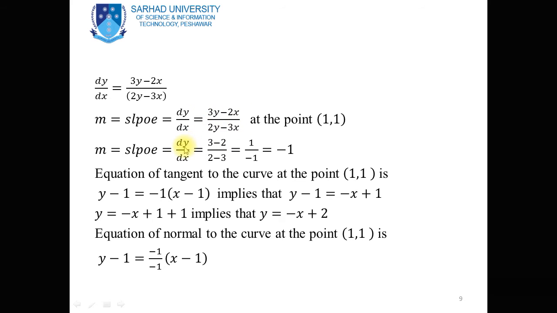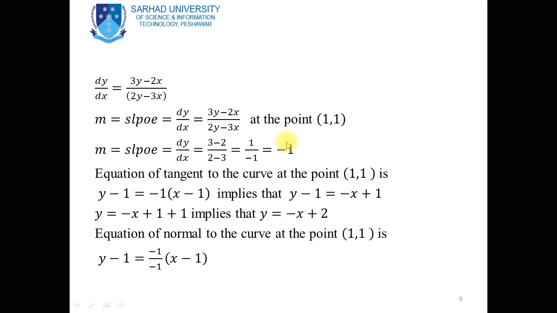So dy by dx is equal to 3 into the value of y, which is 1, so 3 multiplied by 1 is 3, and the value of x is also 1, so minus 2 multiplied by 1 is minus 2. So (3 minus 2) divided by (2 minus 3). Putting x1 and y1 in this expression, we obtain slope m is equal to dy by dx, and dy by dx is equal to (3 minus 2) divided by (2 minus 3), which is equal to 1 by minus 1, which is equal to minus 1.